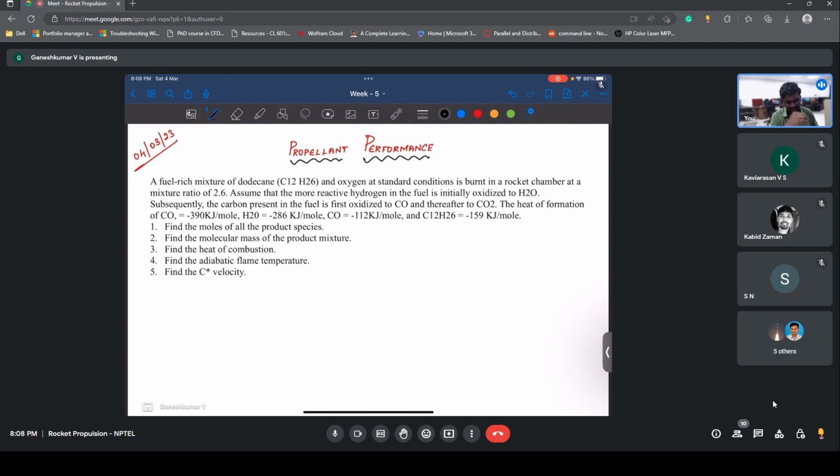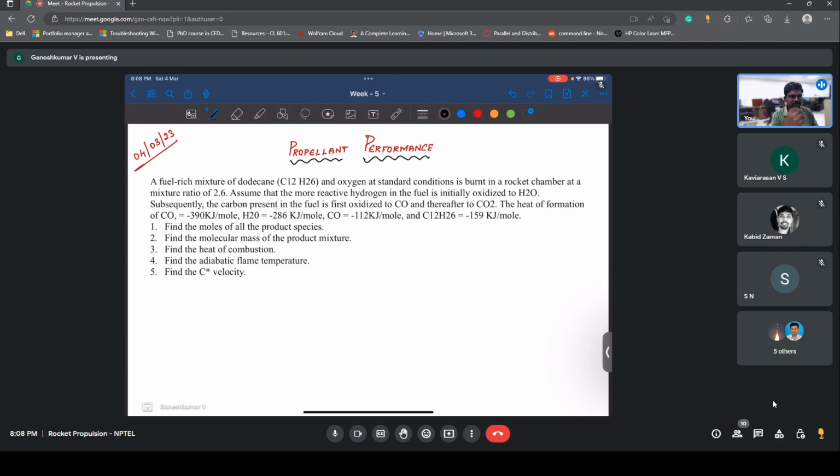Now, in all these analyses, or in any questions, you would have noticed that what is given is just the chamber pressure and chamber temperature. This week, what we did was try to get that chamber pressure and chamber temperature, right?